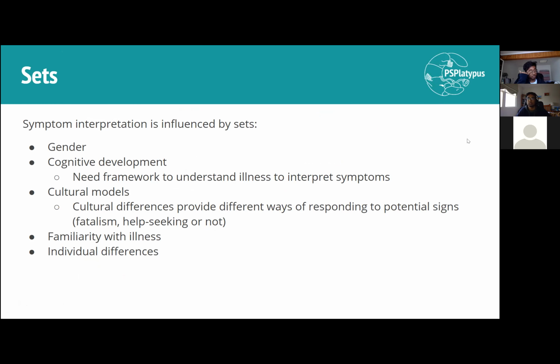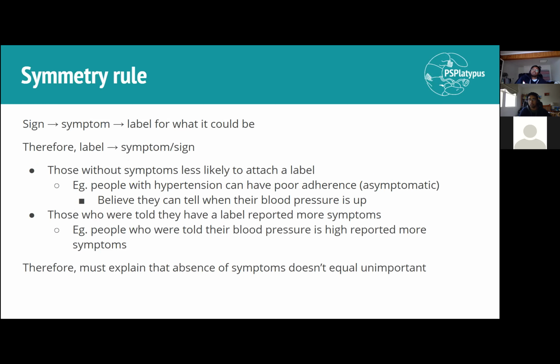Okay, so sets. Symptom interpretation is influenced by different sets of stuff. So different genders would interpret symptoms in different ways. Cognitive development, so you need a framework to understand illness to interpret symptoms. Cultural models, so different cultures have different ways of responding to symptoms. Familiarity and individual differences also influence symptom perception.